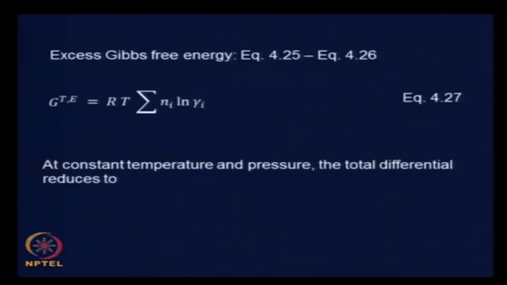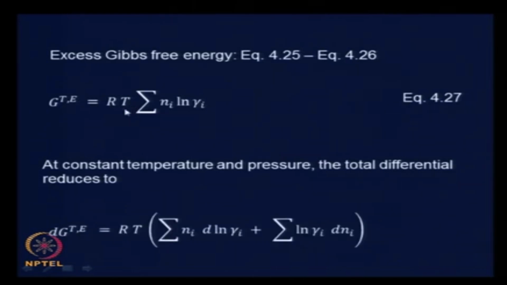Now, if we assume constant temperature and pressure, the total differential, that is d of G^tE, would become, RT is common, the temperature is a constant, therefore you can take RT out, and then by chain rule it is sum over Ni d ln gamma i plus ln gamma i times dNi. First function into derivative of the second function plus second function into derivative of the first function. You do that for each, and therefore you need to sum it over all i terms. Let us call that equation 4.29.